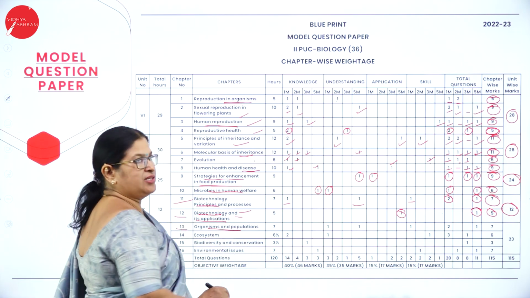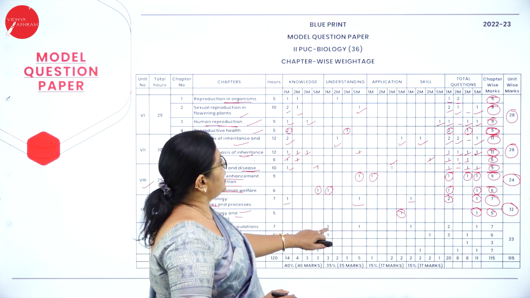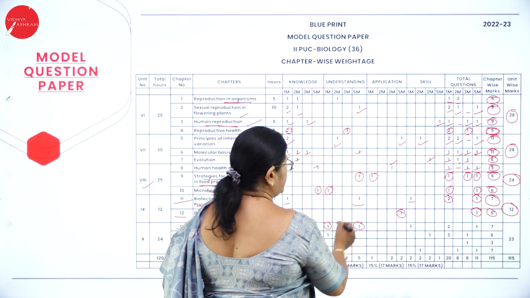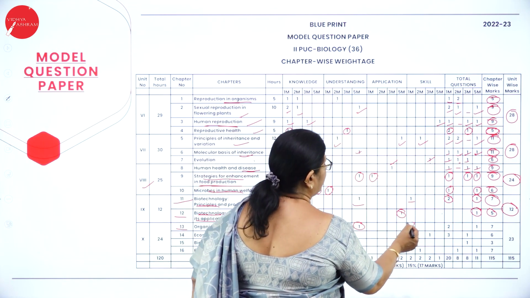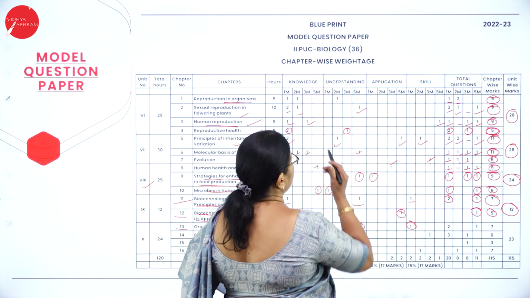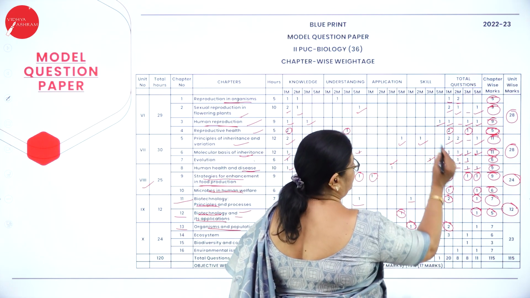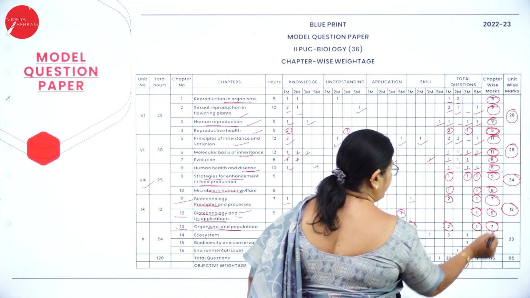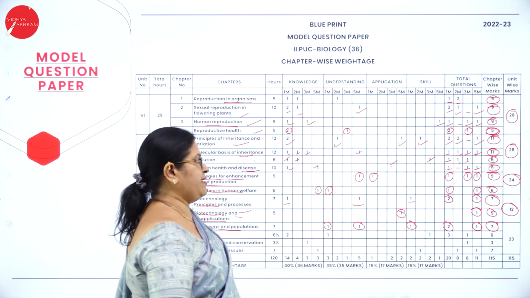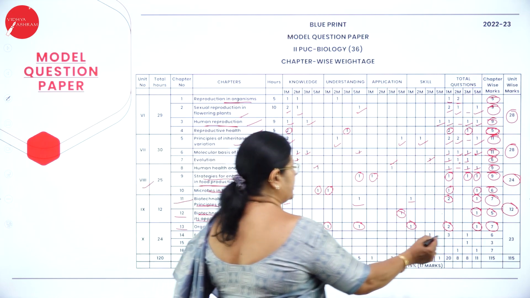Chapter 13, called organism and population, has questions based on understanding, 1 marker question 1, then 5 marker question 1. Based on skill, 1 marker question 1. So totally 1 marker questions will be 2 and 5 marker question will be 1. So the total weightage of marks for this chapter, organism and population, is 7 marks. Then ecosystem, which has a weightage of 6 marks.